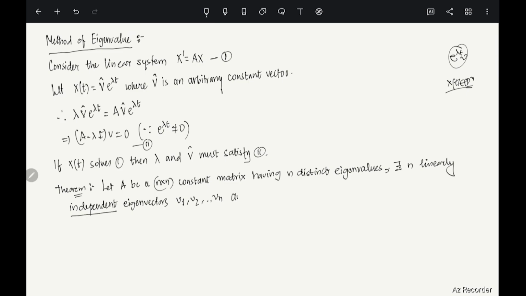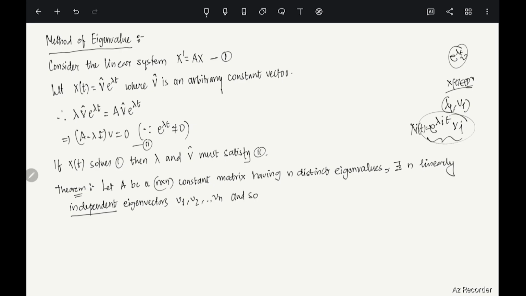For each eigenvalue lambda 1 you have a v1. So e power lambda 1 t times v1. If you write it like this, you see this is a constant times a vector. From the earlier calculation, this will actually solve 1, if lambda 1 and v1 is an eigenpair of A. So this is one solution which you are going to get, x1 of t. And similarly for every i, xi of t is going to be this solution.